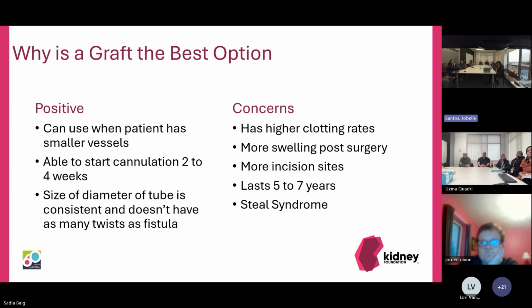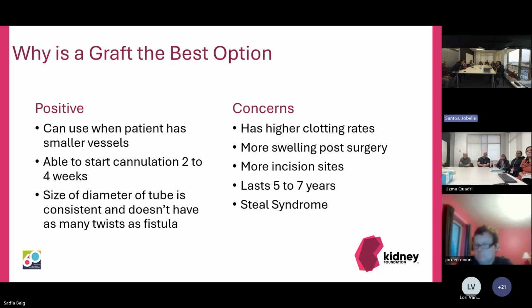There are some more major concerns with the grafts, and one of those concerns is because it's not a natural material, it likes to clot. We are declotting grafts more often. We do probably a declotting once or twice a month of a graft, and we only have 25 grafts in our system, so it is a higher rate of clotting. We can declot them and use them again. It's just that you have to go to interventional radiology to do that.